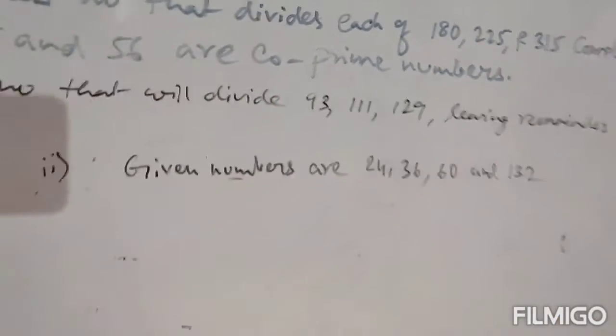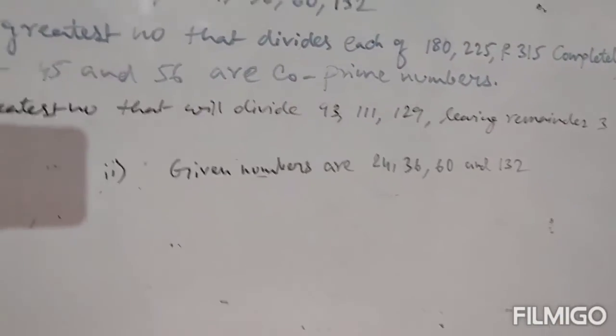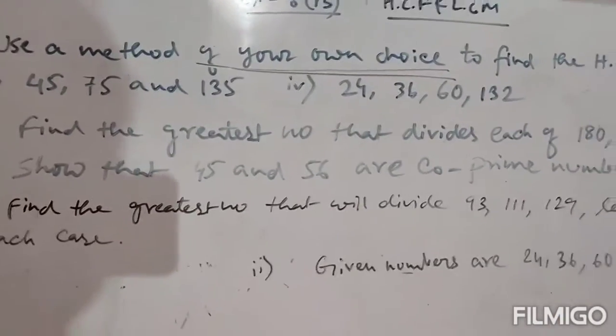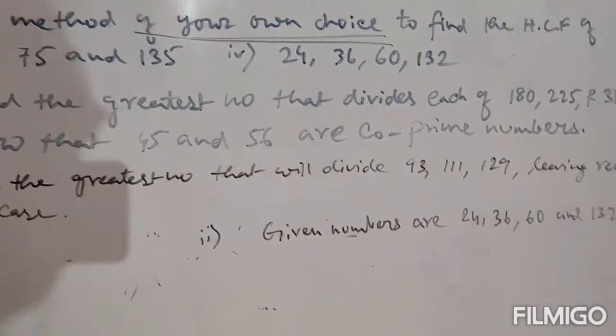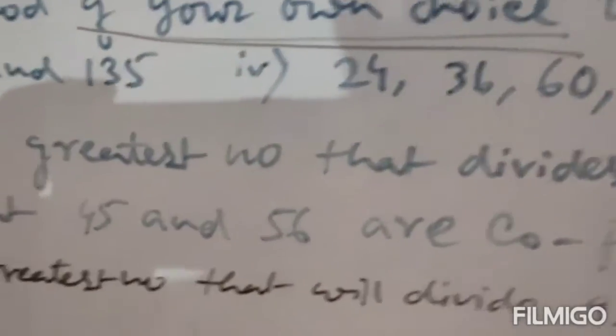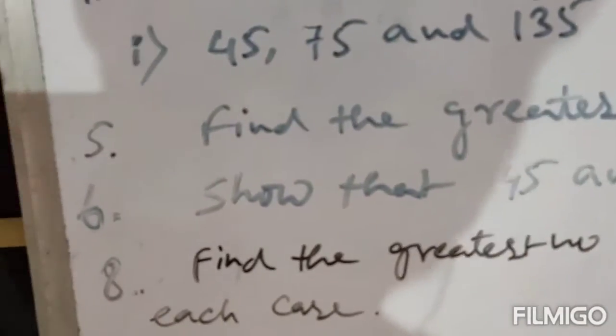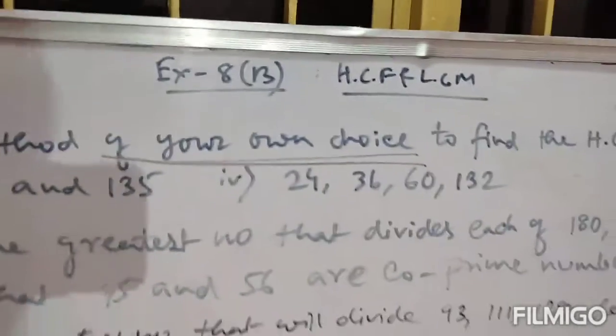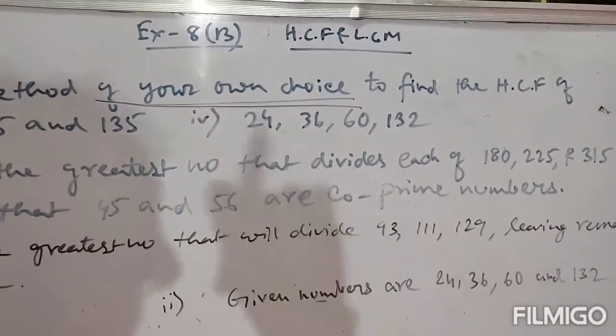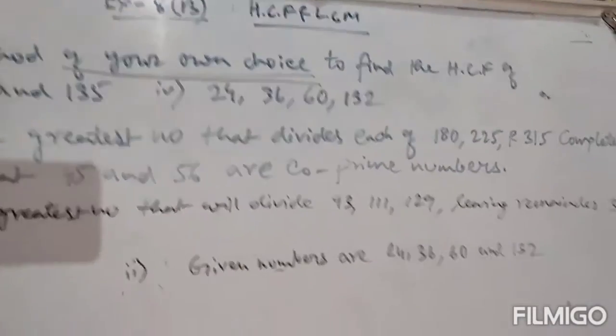I will solve it by the prime factorization method. Since the first sum was solved by the division method, I will solve this by another method, prime factorization. You can do it by the division method also. You can choose any one method. It is clearly written as of your own choice, so you can choose any one method for finding HCF.